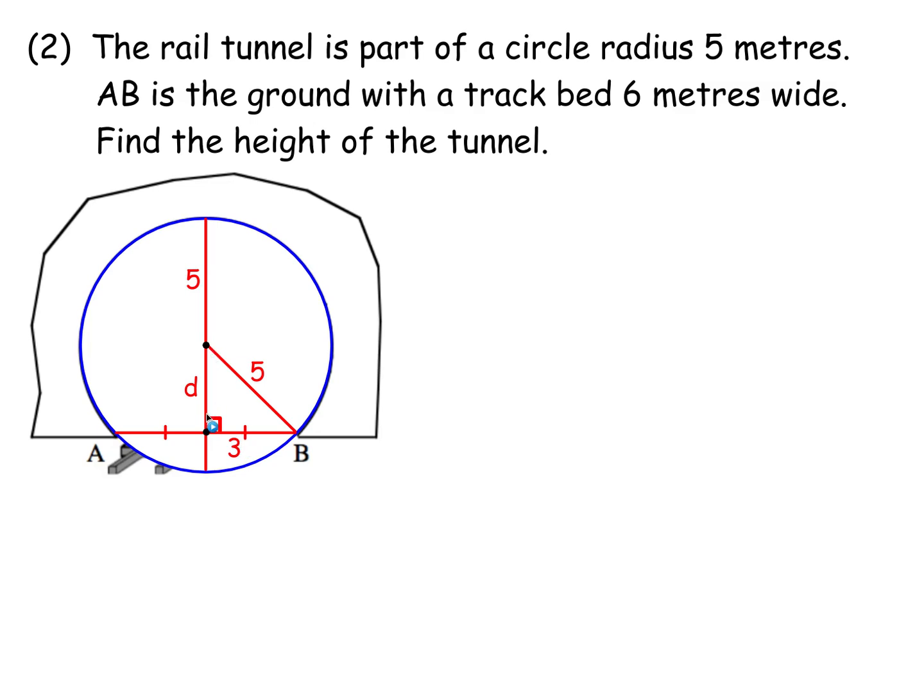That distance down to the track bed, D, can be found using Pythagoras. D squared is 5 squared minus 3 squared, because it's a short side you're using. It works out exactly at 4. It won't usually be an exact answer. So D is now 4.